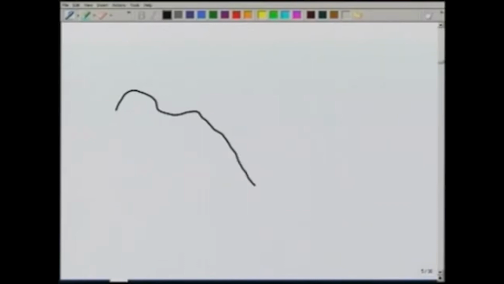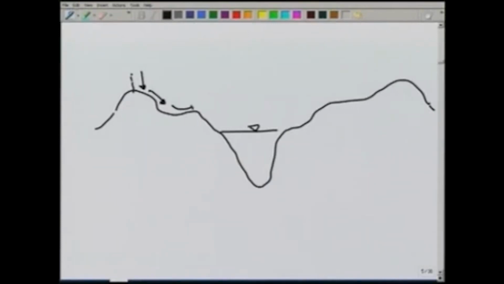If we look at the elevation, then suppose the ground is like this and this is the river section, then any water precipitation falling on this side may come to the river and a precipitation falling on this side may go out of this area. So, this will be a water divide defining the catchment area.